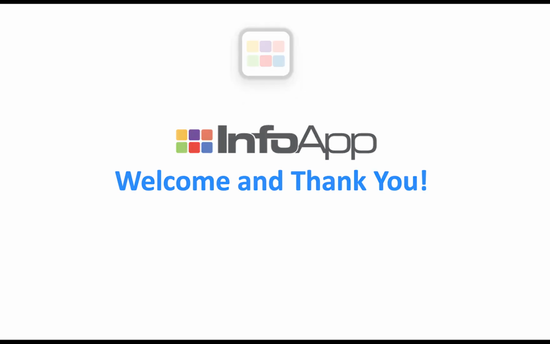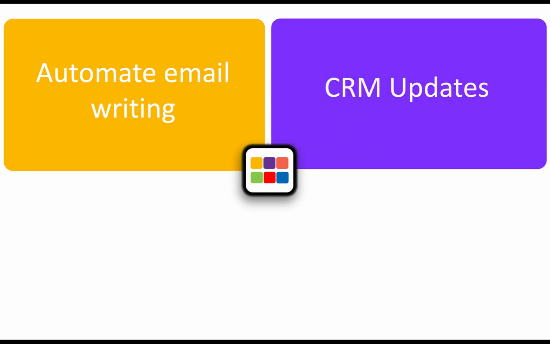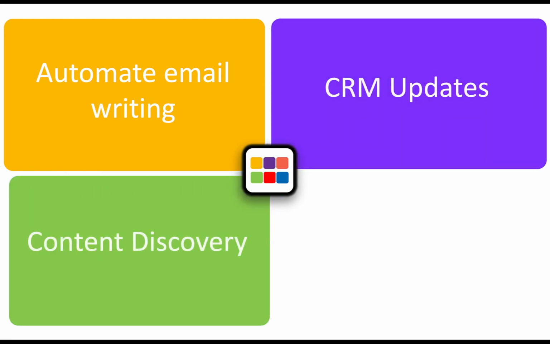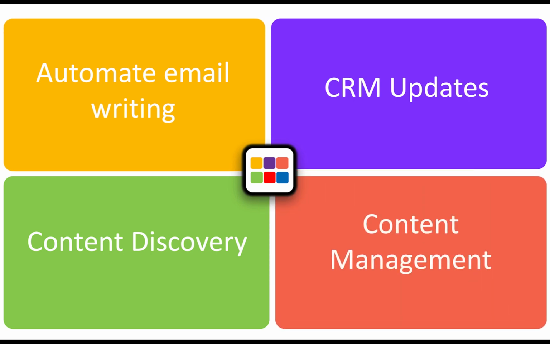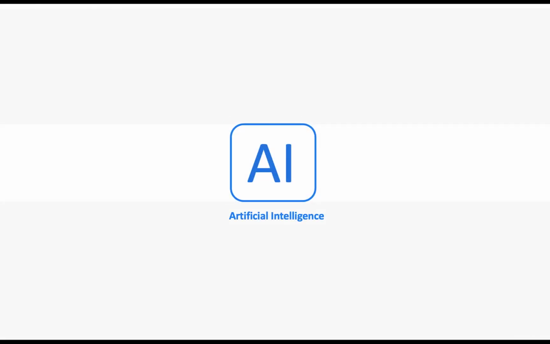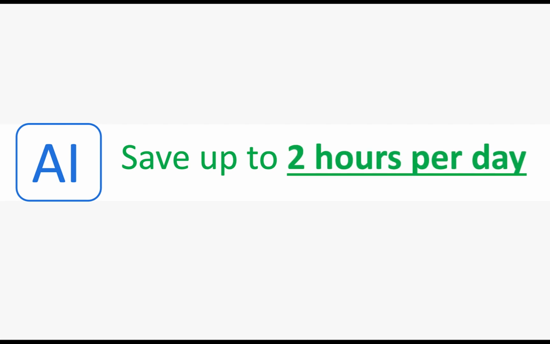InfoApp is an innovative solution that aims to streamline and simplify time-consuming tasks carried out by sales professionals. With features like automated email writing, CRM updates, keyword-driven content discovery, and content management, InfoApp drastically reduces the effort required for these activities. Powered by AI, users can expect to achieve a significant boost in productivity, saving up to 2 hours or even more. Now let's get started.